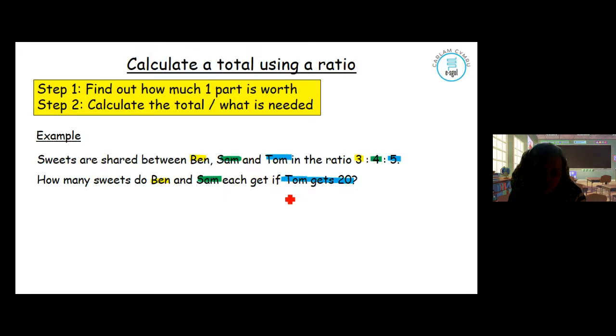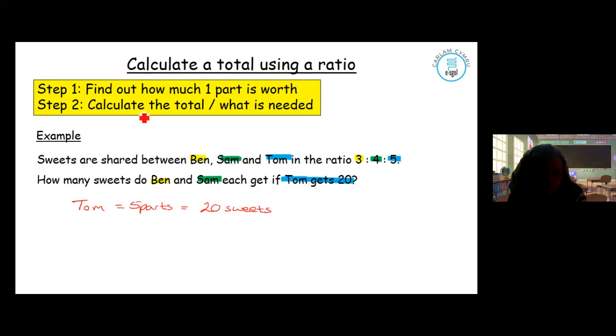We know Tom gets 20 sweets, and Tom represents 5 parts. You can see it in the blue section there. So let's start writing this down. Tom has 5 parts of our ratio, and we know that that is 20 sweets. So this is information we're picking out of the question.